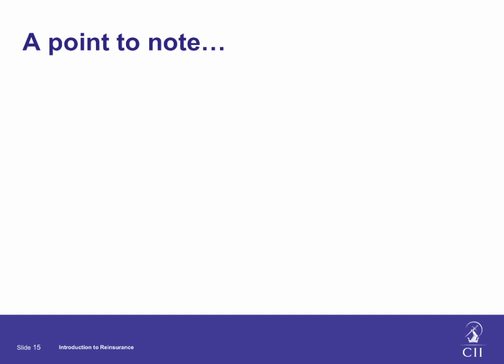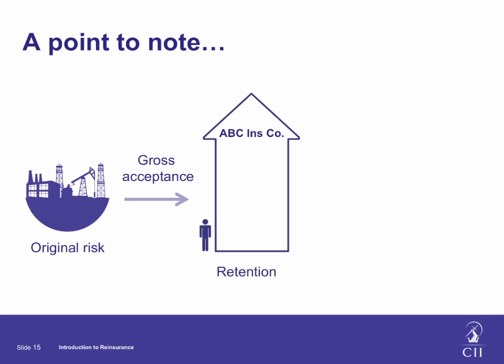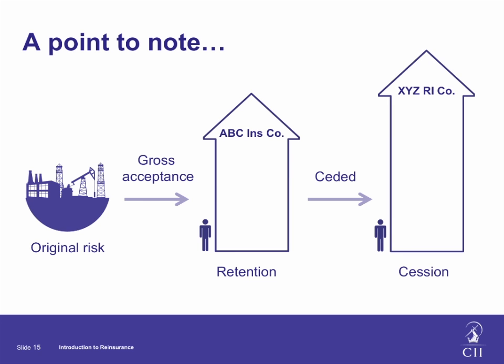The proportion of the risk that an insurer takes is known as their gross acceptance. The amount of the risk that the insurer retains is known as their retention, and the amount that is passed on to another insurer is the amount ceded. This is also sometimes called the cession.